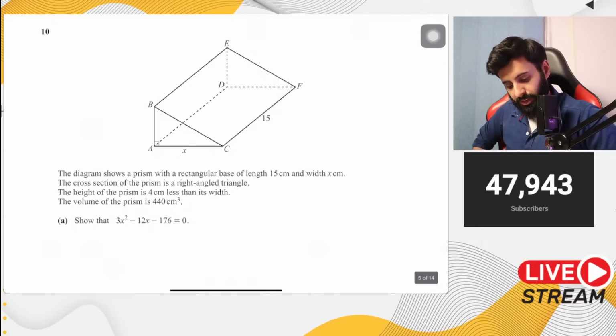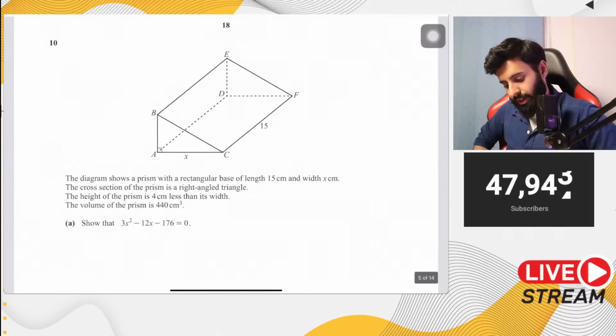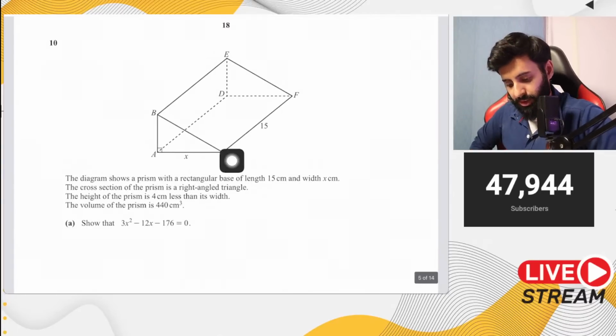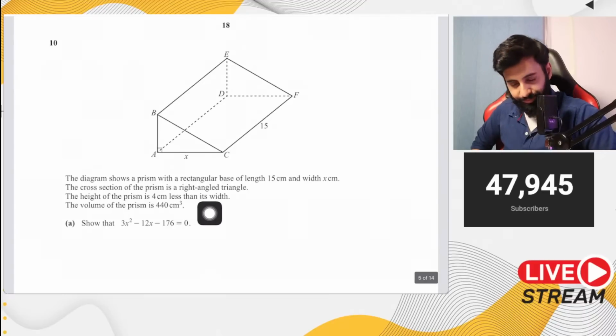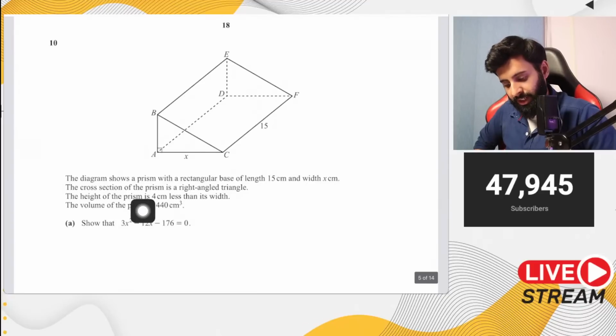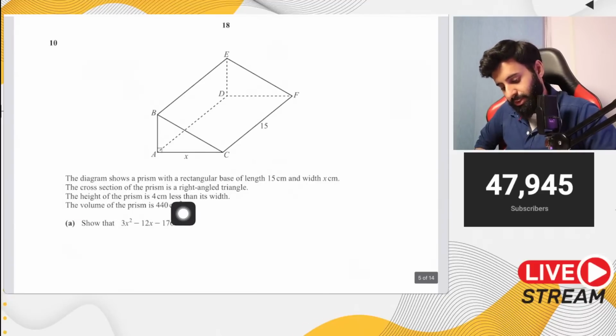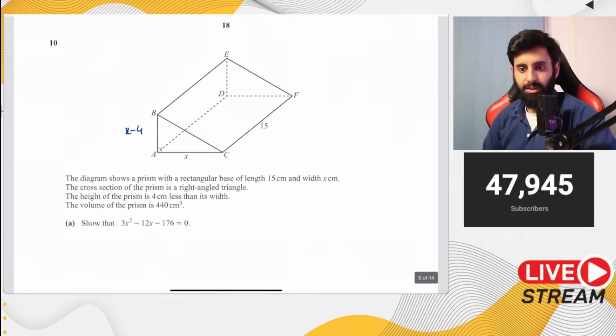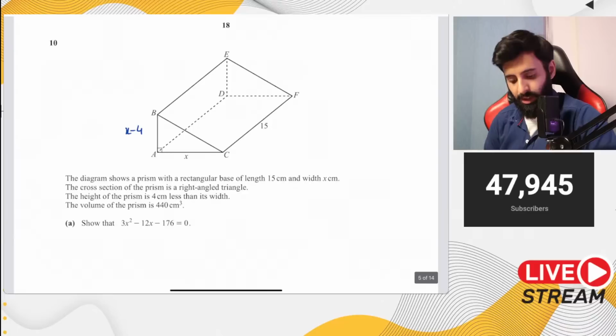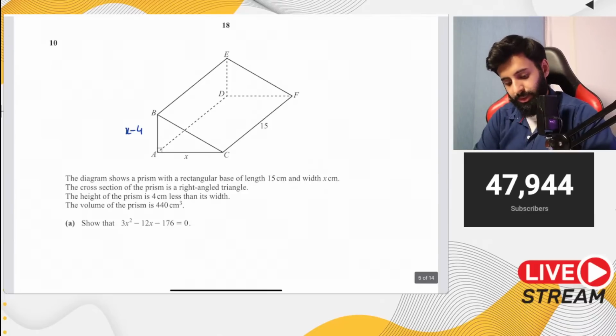Here's a question which says the diagram shows a prism with a rectangular base of length 15 centimeter and width x centimeter. The cross section of the prism is a right angle triangle. The height of the prism is 4 less than its width. If its width is x, then the height is going to be x minus 4. And you know the volume of the prism to be equal to 440.